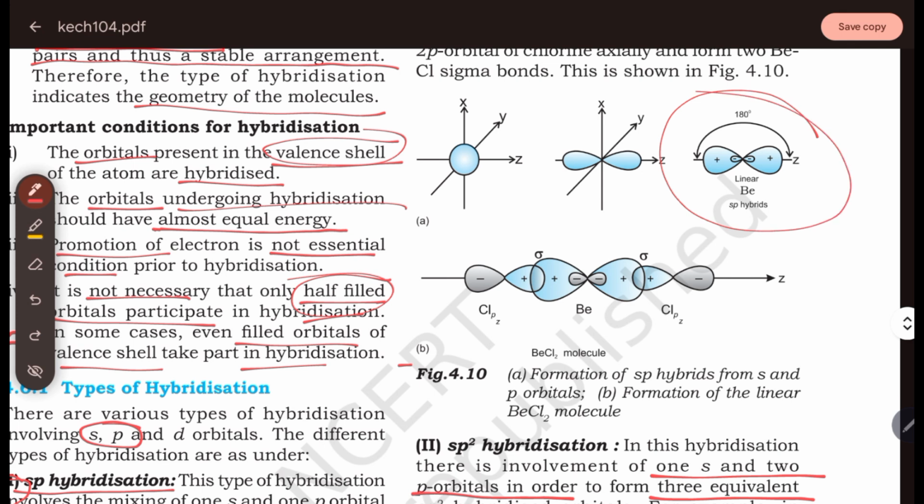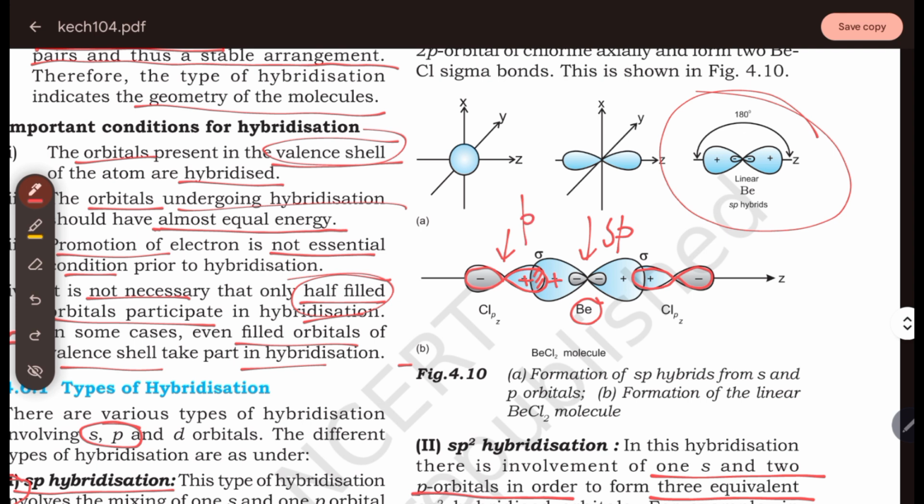Now, if I say BeCl2, chlorine has one p orbital. So this is the p orbital of one Cl, and this is of another Cl. Note that the positive signs are intermixing. That means overlap of the hybrid orbital. So this is the sp hybrid orbital of the central atom beryllium, and this is the p orbital of a Cl atom.